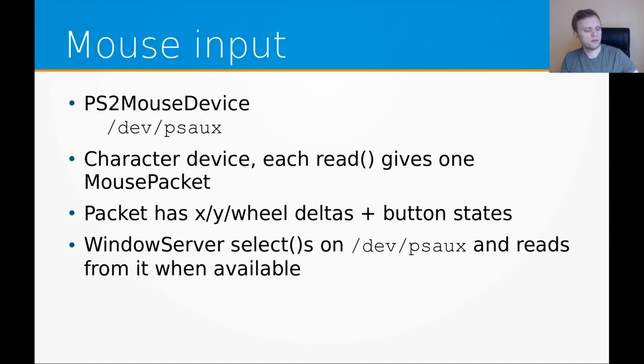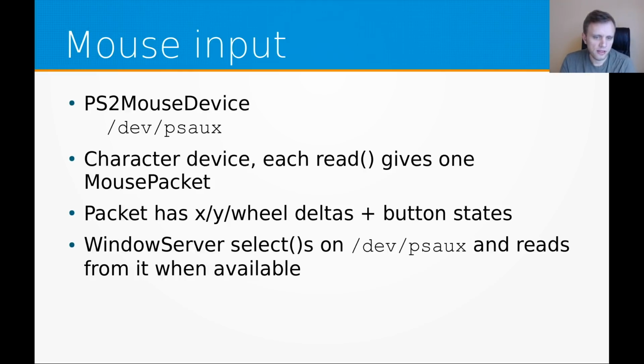And the mouse works very similarly. Currently we implement a PS2 mouse device in the kernel, and you can listen to it by hooking /dev/psaux, or I guess that stands for IBM PS2 auxiliary port. Maybe there should be a nicer name for this thing eventually, but that's what it's called right now.